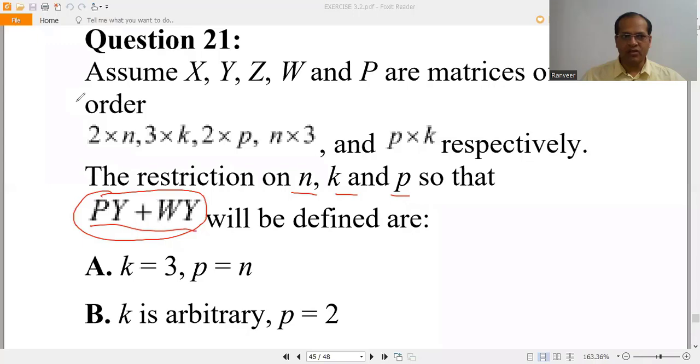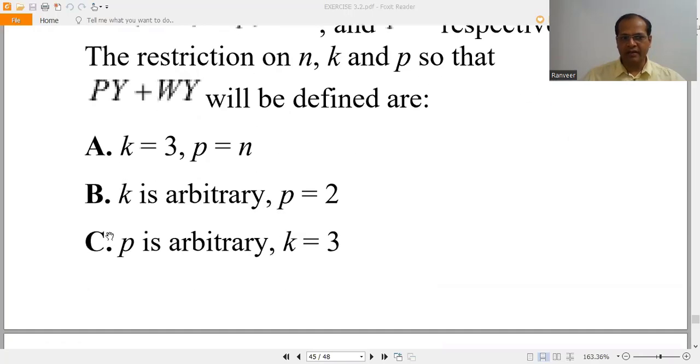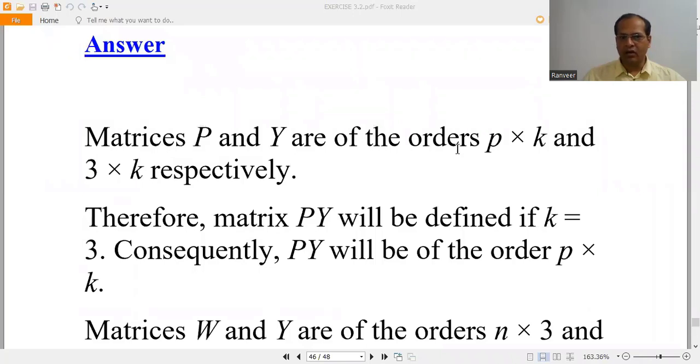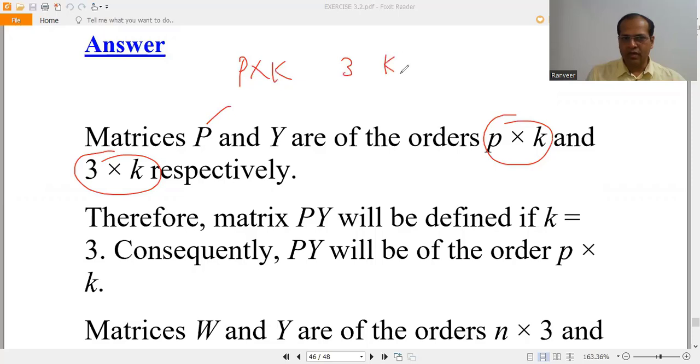The most important thing in this question is that we have to check the orders. One by one: P and Y are of order p by k and 3 by k. We can only do the multiplication when the inner values are the same, correct? So k equal to 3, then the order of the matrix is p by k. This is the order PY.